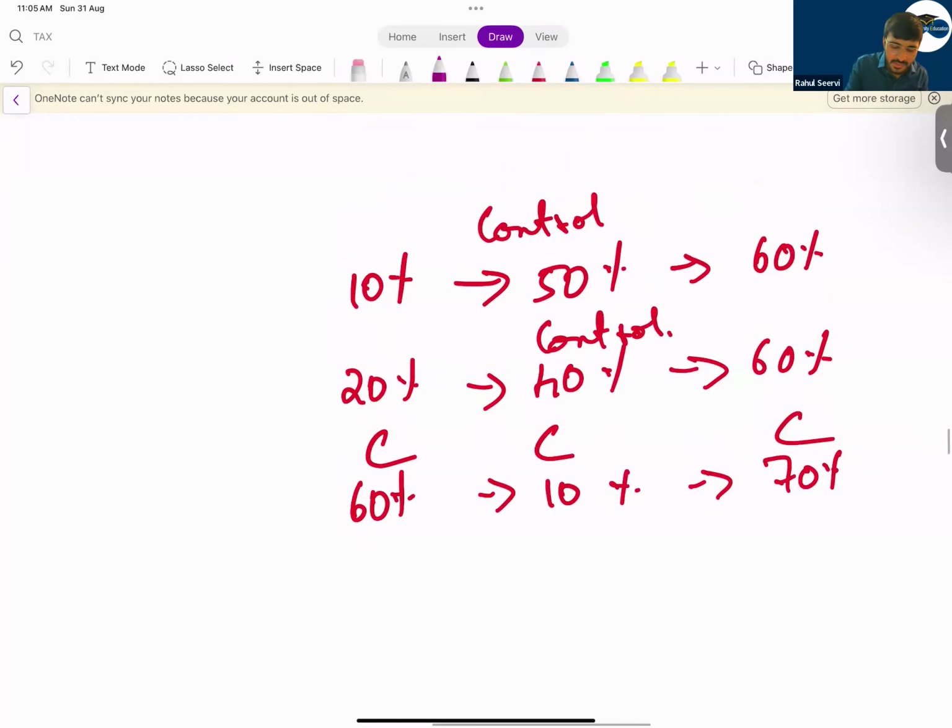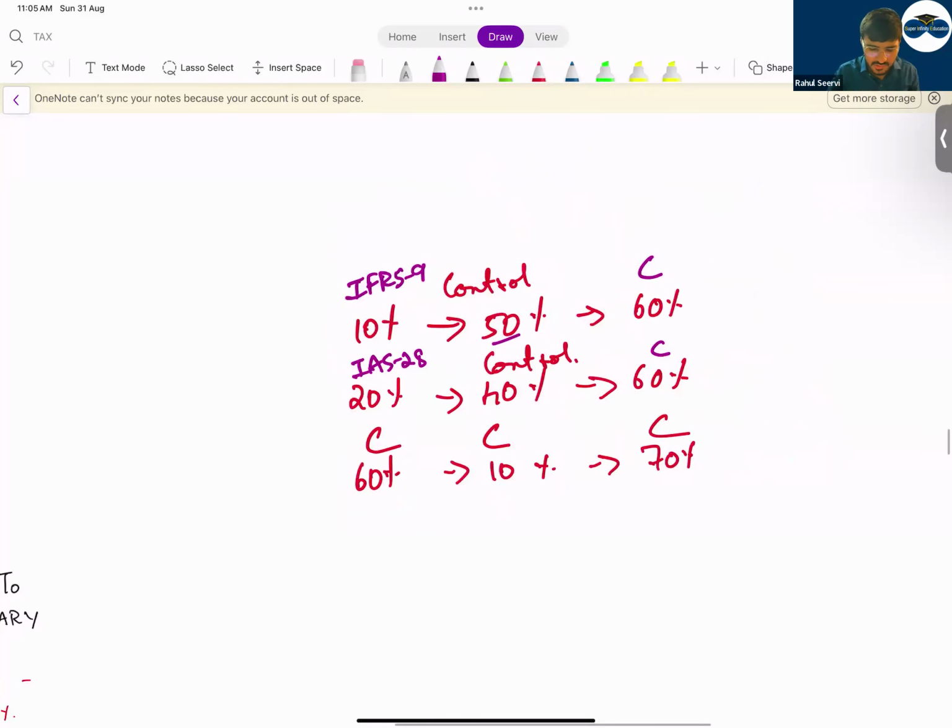Here it will be treated as per IFRS 9. Then we got control. So control. Here IAS 28. So these are the step acquisition means what, the company will slowly acquire shares of the other company. So in that case, we have to see whether we have control or not. Once we have control, consolidation. Simple. So now let us see.